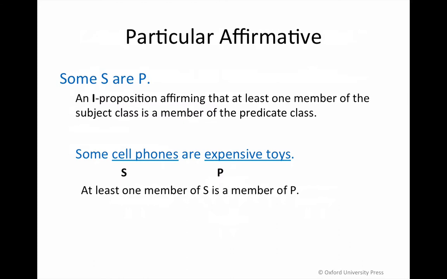Notice the language that I'm using here. In the universal claim, we're talking about every single member of the subject class, either in the affirmative or the negative. Here in the particular, the "some" just articulates the existence of at least one. So when we say "some," we're saying there is at least one. We don't know how many, but at least one. Or there exists one thing such that.